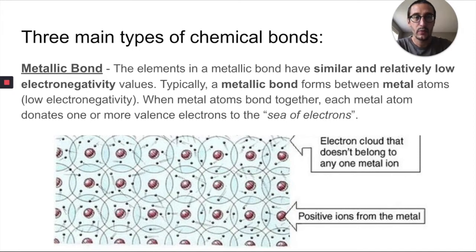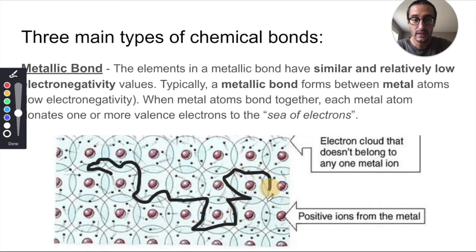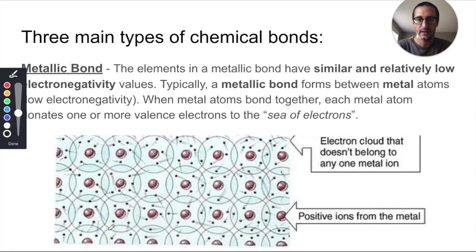When those metal atoms bond together, each metal atom donates one or more of its valence electrons to what we refer to as the sea of electrons. The electrons in this sea of electrons can bounce around from one atom to another. They are not fixed to any one particular atom, but instead are free to move around. And this is one of the things that gives metals their unique properties: the idea that the electrons can move about between atoms. The valence electrons, we should emphasize.